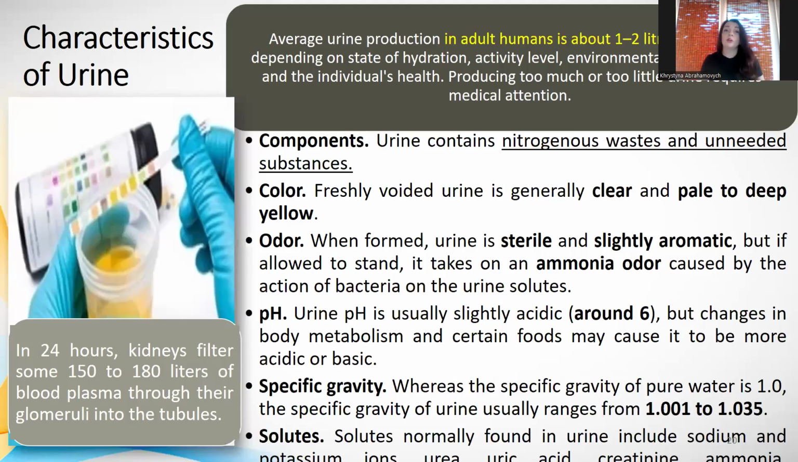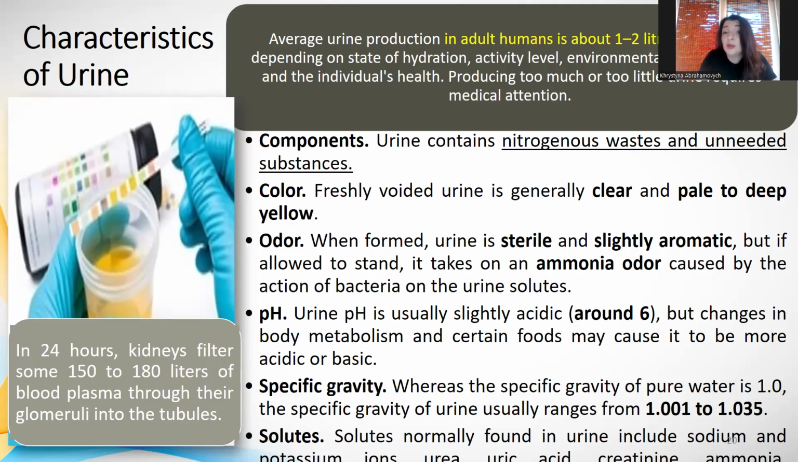Now, first of all, urine. Average urine output production in adult humans is about 1 to 2 liters per day, depending, first of all, on the state of hydration, activity level, environmental condition, and individual's health. So, producing too much or too little urine, of course, needs medical attention. If to talk about the components of the urine, it contains nitrogenous waste and unneeded substances.